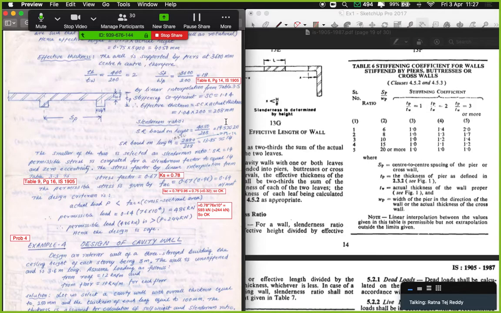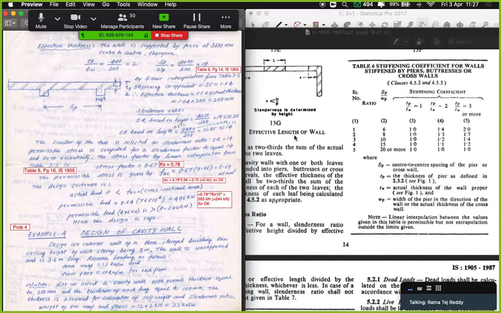And lastly, the slenderness ratio based on height. When we are talking about slenderness ratio based on height, just a small confusion: I mentioned that SP by SW is the slenderness ratio. It is not the slenderness ratio. It is a ratio which we consider in order to get our stiffening coefficient, in order to get our effective thickness by virtue of the stiffening coefficient. So don't consider SP by WP, that is the span by width, as slenderness ratio. It can be confusing. I just got confused now.